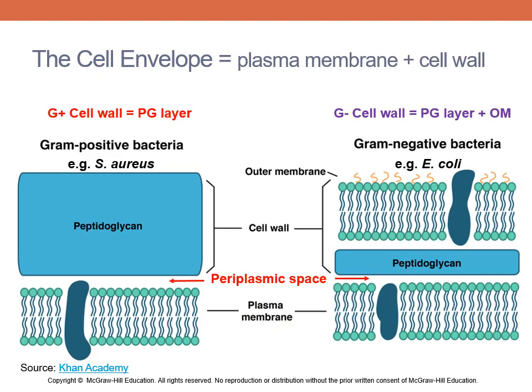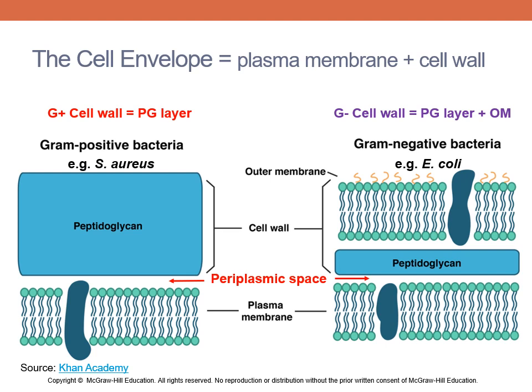Again, the cell envelope includes the plasma membrane and the cell wall. On the left of this figure is the cell envelope of a gram-positive organism, like Staphylococcus aureus, and on the right is the cell envelope of a gram-negative bacterium, like Escherichia coli or E. coli. In both groups of bacteria, there is a layer of peptidoglycan outside of the cell or the plasma membrane.